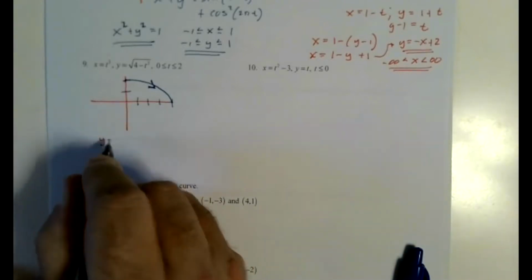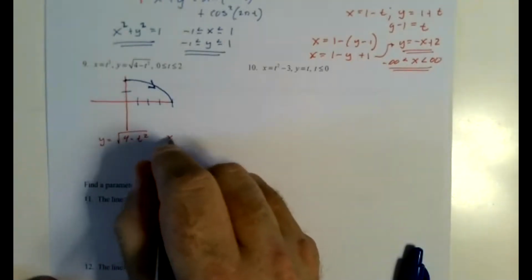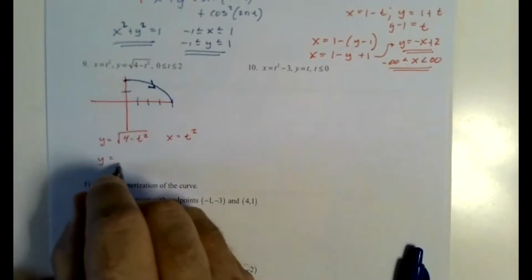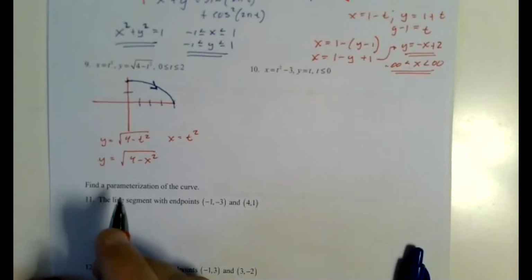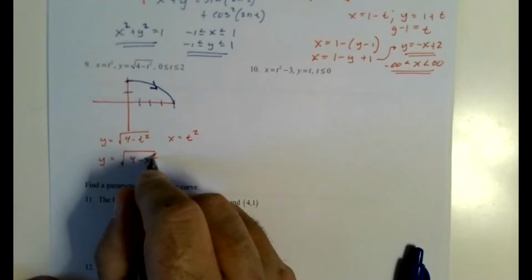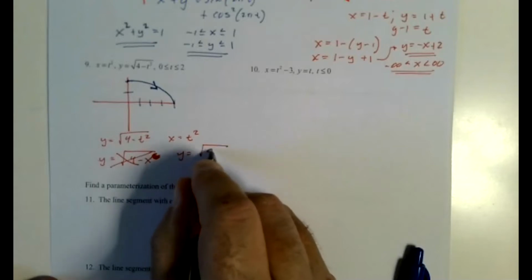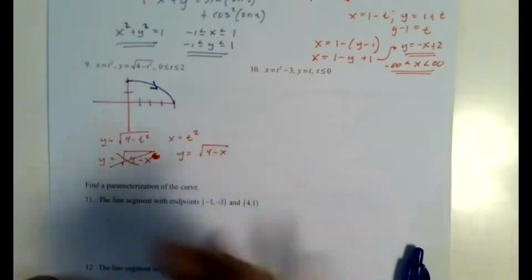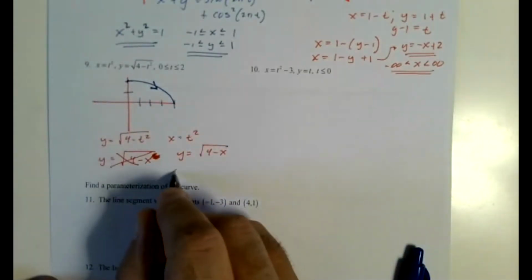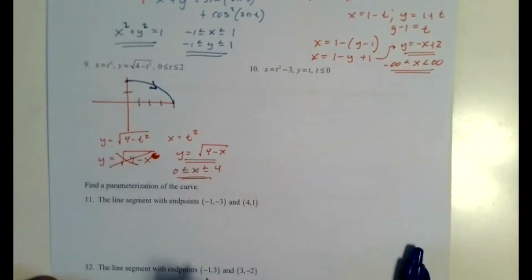So y equals square root of 4 minus t squared. Straight sub in, x is t squared. Y equals square root of 4 minus x, which is y squared, oh boy, minus x. Y equals square root 4 minus x. Interesting. It's a square root curve that's been flipped around and yada yada. 0 less than or equal to x less than or equal to 4. Neat.